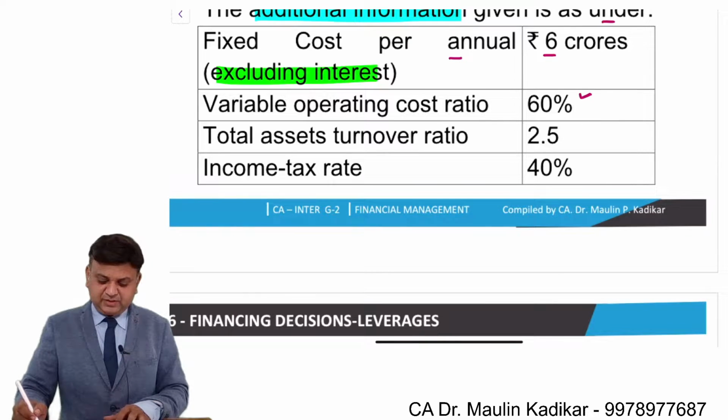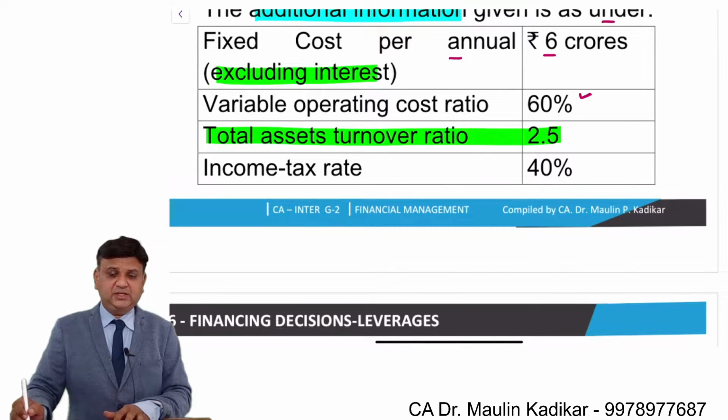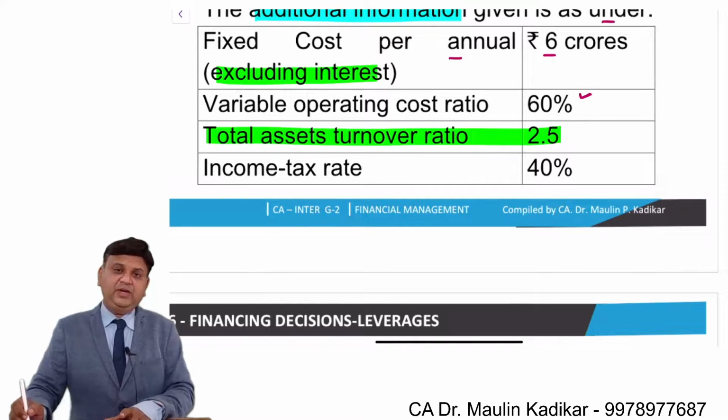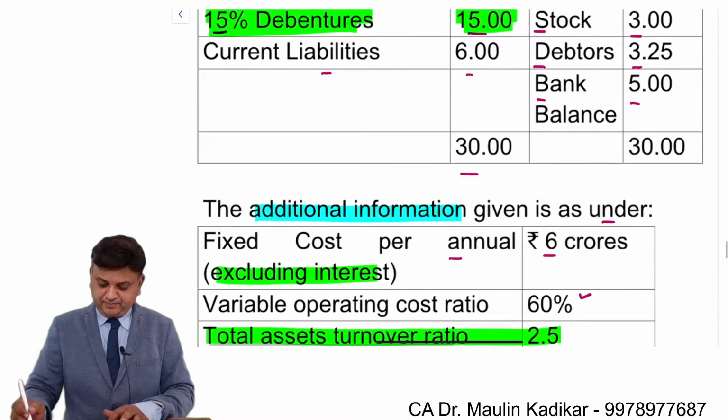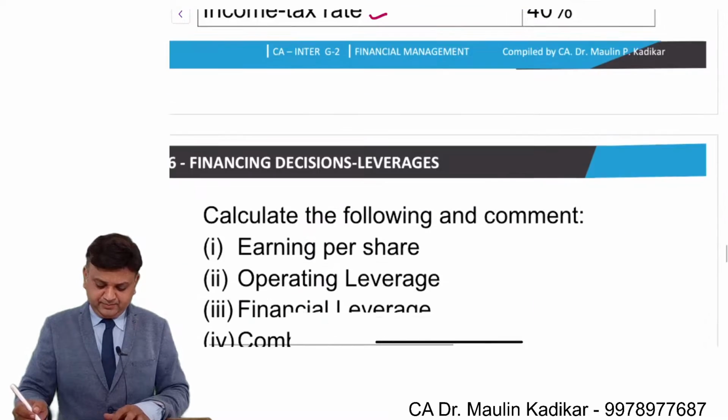Variable cost is 60% of the revenue. Total asset turnover ratio. This is new information for us. This information is basically going to be understood by us in more detail when we do the chapter of ratio analysis. Income tax rate 40%. I just explained this to you in 2 minutes of time.